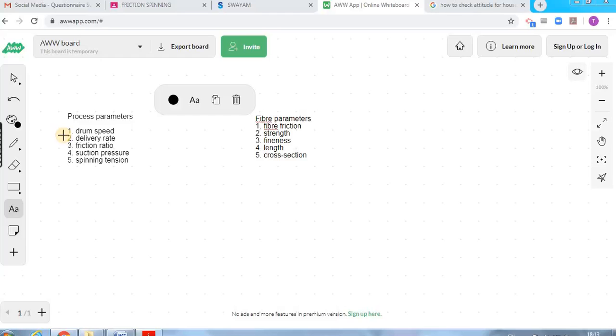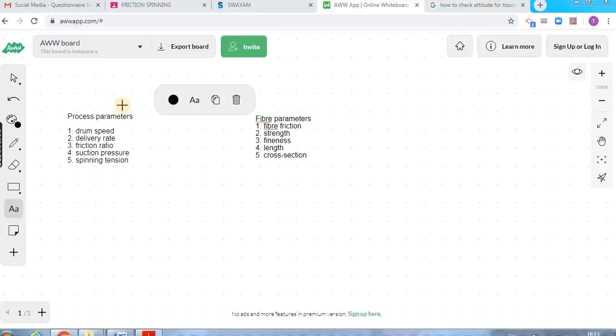Second thing, when I increase the drum speed, the twisting efficiency will be improved. Further, my variation in twist can be minimized to a certain extent because of high delivery speed. But when I increase the drum speed beyond 4000 rpm or 4500, there will not be much improvement in the yarn characteristics. So we can say optimum drum speed will be around 4000 rpm, beyond which there is no further improvement in the yarn quality.